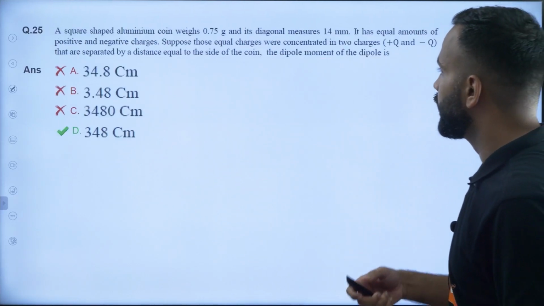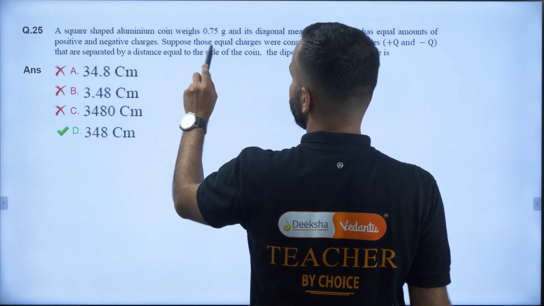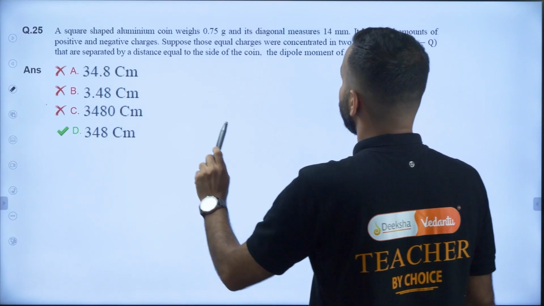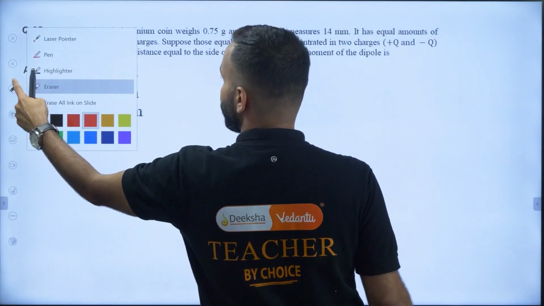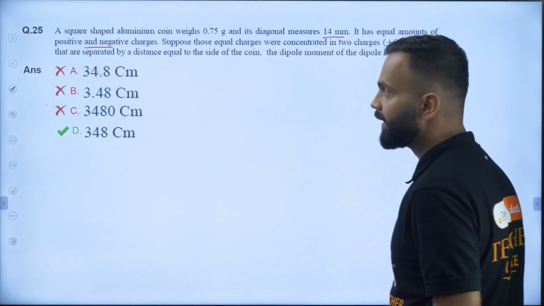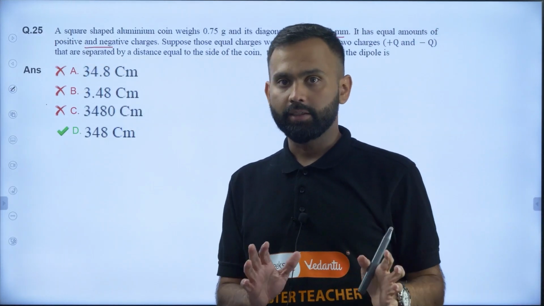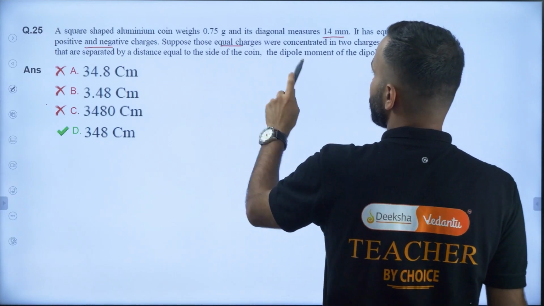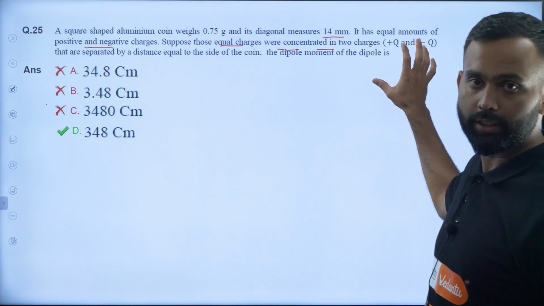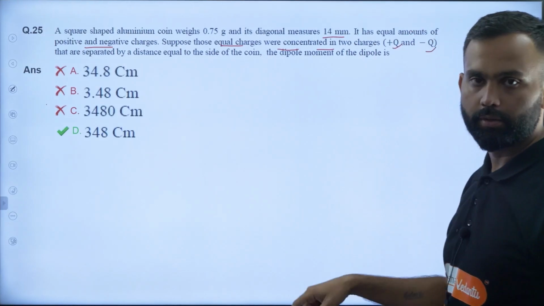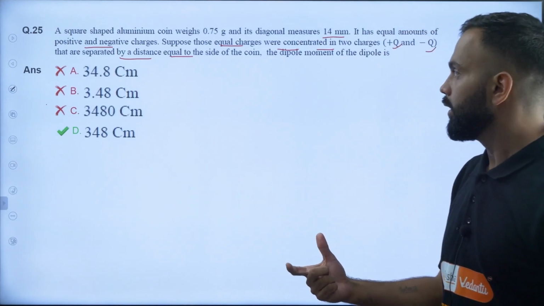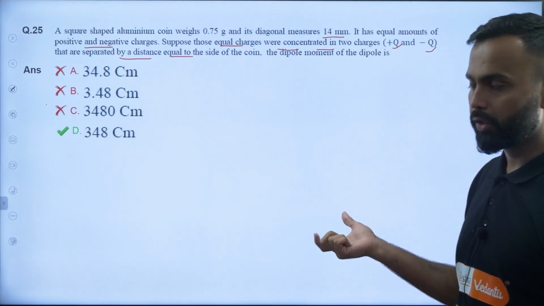Question number 25. A square shaped aluminum coin weighs 0.75 gram, and its diagonal measures 14 millimeter. It has equal amounts of positive and negative charges, that is, the aluminum is neutral, right? Suppose those equal charges were concentrated in two charges, plus Q and minus Q, that are separated by a distance equal to the side of the coin. So first we need to find the side of the coin, right?